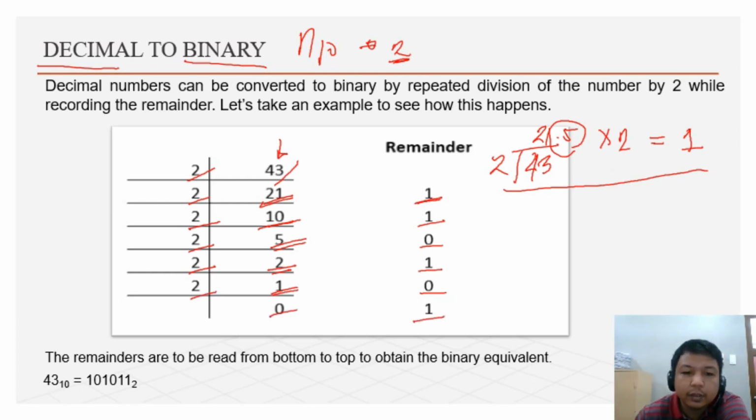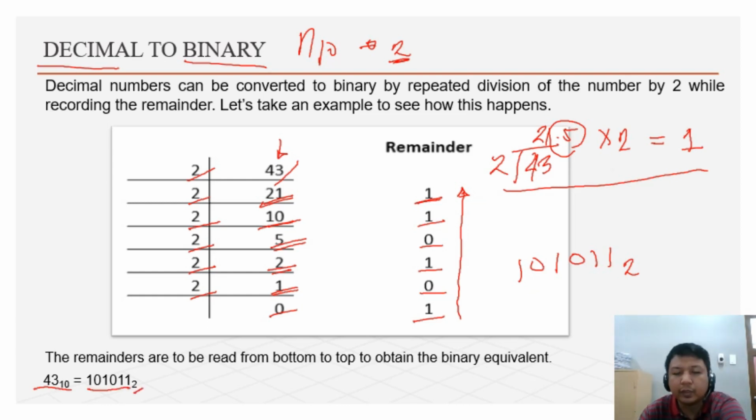So the next thing we need to do is to arrange it upwards. So we have 1, 0, 1, 0, 1, 1, base 2. So therefore, our decimal 43 is equivalent to 101011 base 2. So take note, we just divide the decimal number by the radix of the number we want to convert into. So in our first example, that is 2.